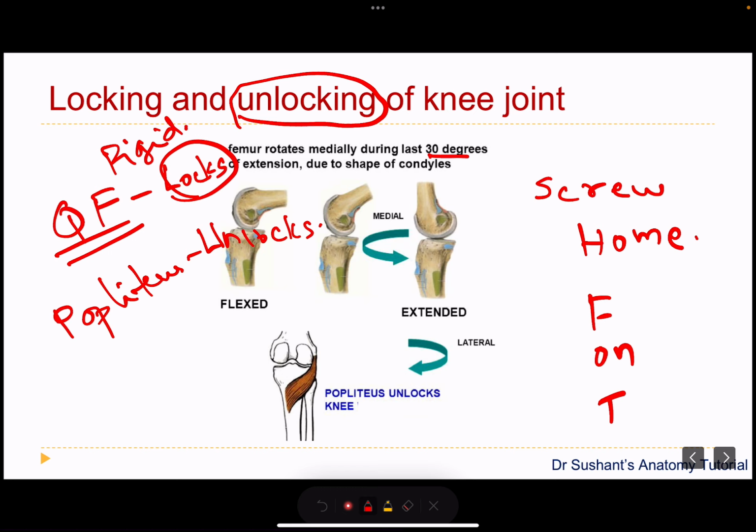So what happens during locking of the knee joint? The femur rotates medially by the quadriceps femoris, especially the vastus medialis muscle. And that takes place during the last 30 degrees of full extension of the knee joint. And unlocking of the knee joint is by the lateral rotation of the femur on the tibia, that is done by the popliteus muscle. So this is the locking and the unlocking of the knee joint.